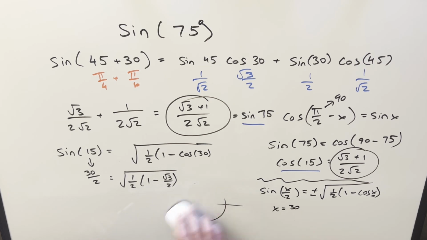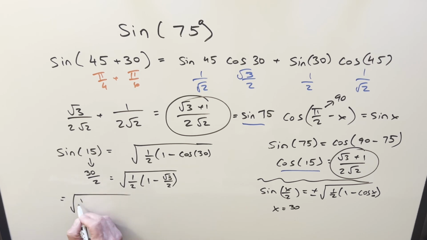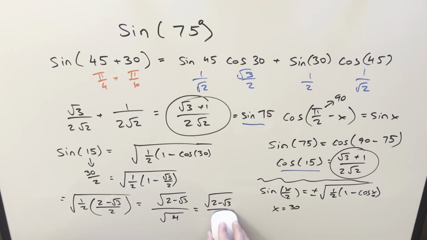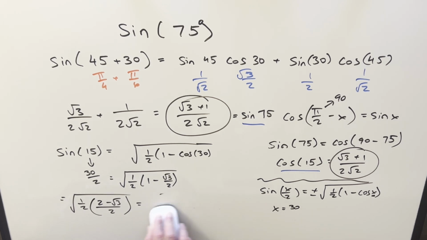I guess we could simplify this a few different ways. I think let's get a common denominator right here. So let's see, we'll do it carefully. This is going to be 2 minus square root of 3 all over 2. I can break this up, like I can write it as the square root of 2 minus square root of 3, and then in the denominator we can write it as square root of 4, but square root of 4 is just 2, so what we have here is 2 minus square root of 3. But I don't really like it that way. Let's do this a little differently.